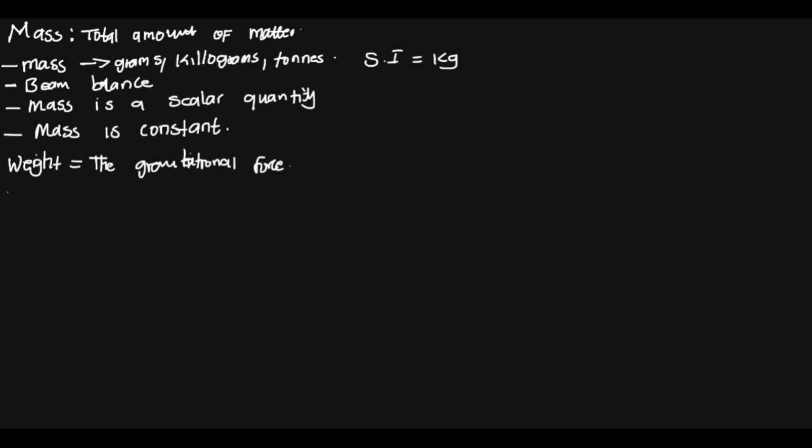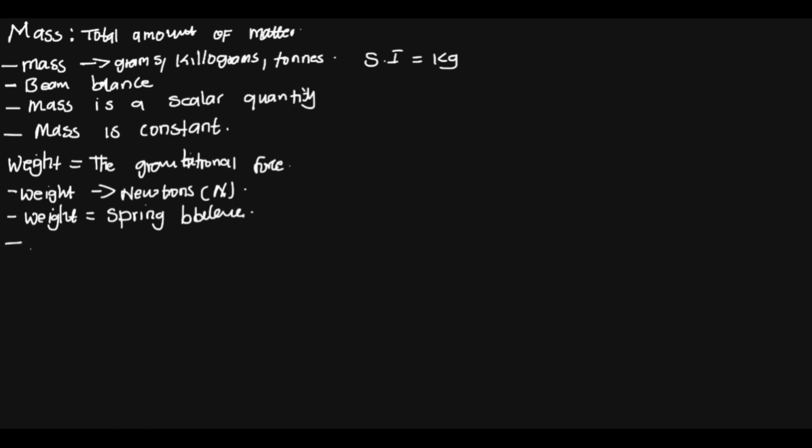Then number 2, weight is measured in newtons, and the symbol for newtons is capital letter N. Then in terms of measurement, weight can be measured by a spring balance. So we have a spring balance. Then for quantity, weight is a vector quantity.